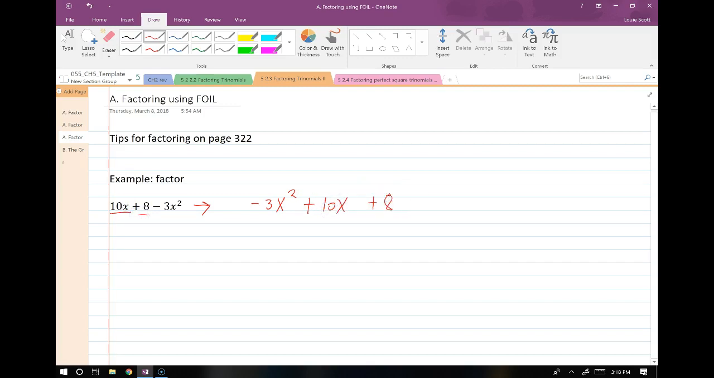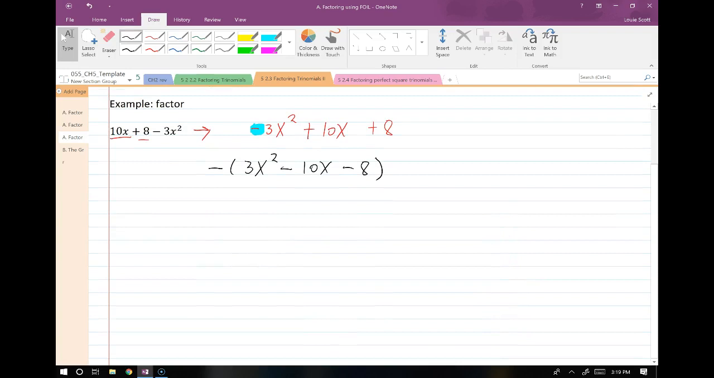Even if we don't have a common factor to take out of each term, we hate negatives on our leading term. That messes everything up. So if you ever get a negative on your leading term, just factor it out right off the bat. So I'm going to factor out a negative, which changes the sign of everything inside these parentheses. So now I have a minus 10x. Now I have a minus 8.